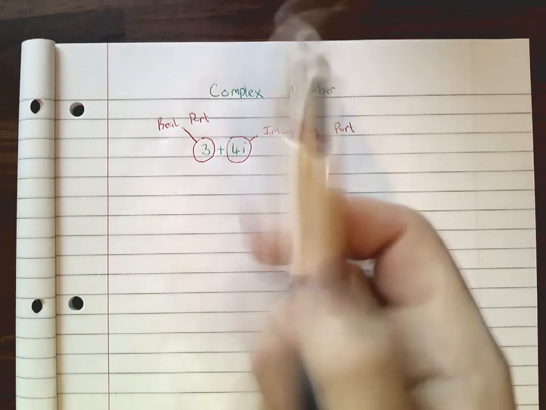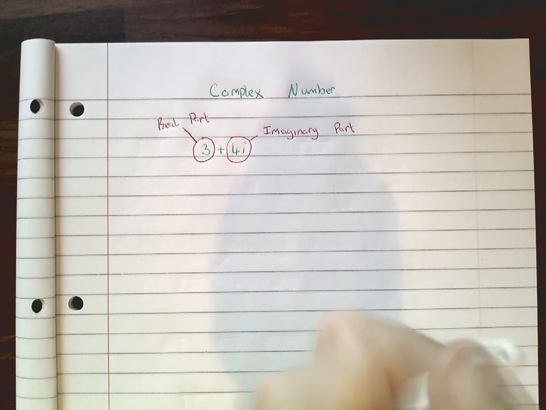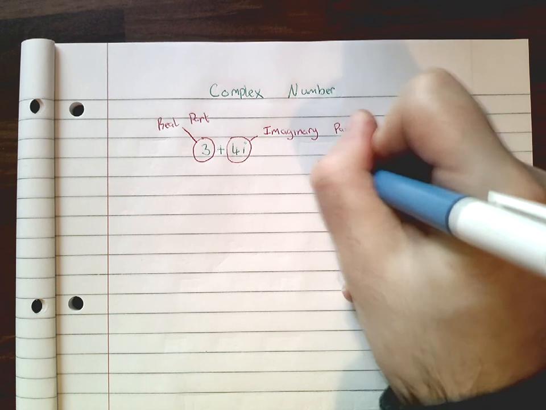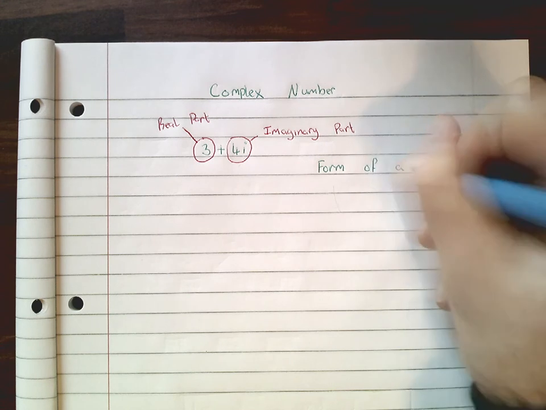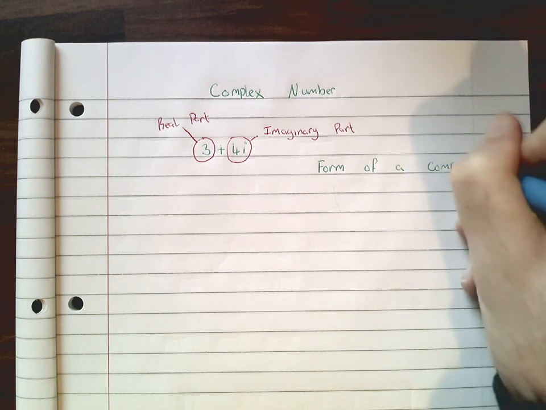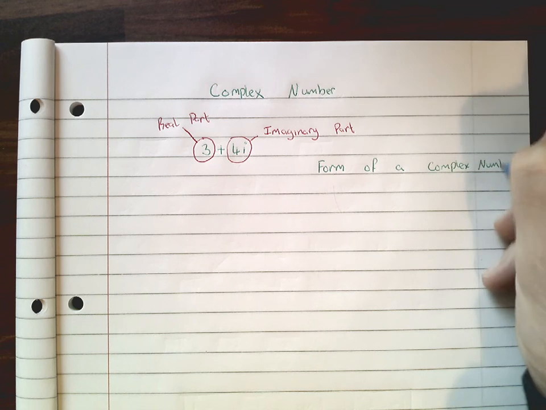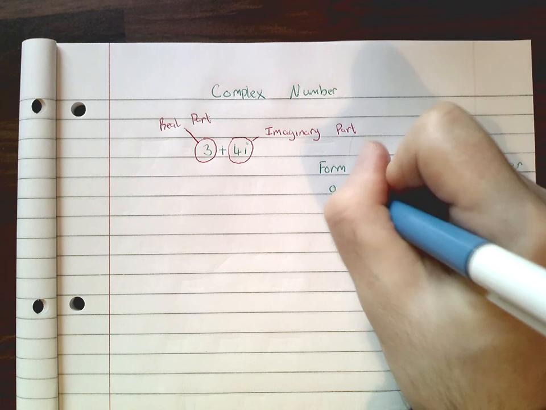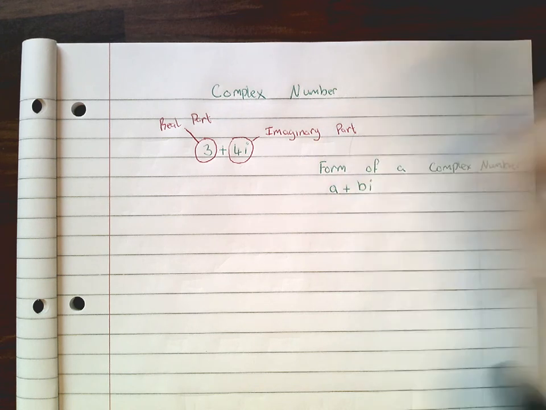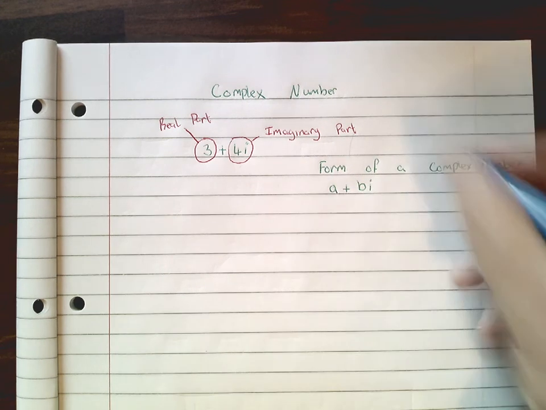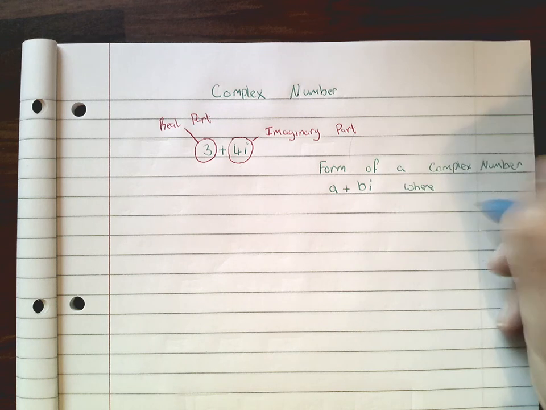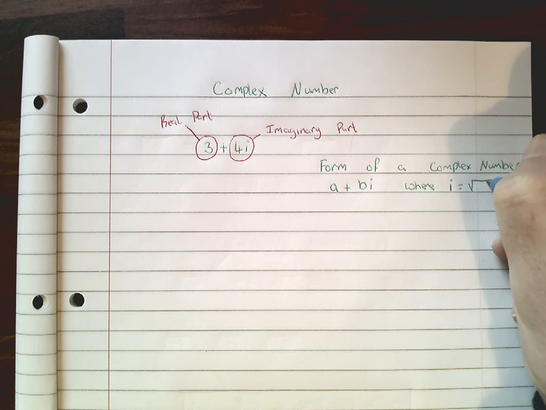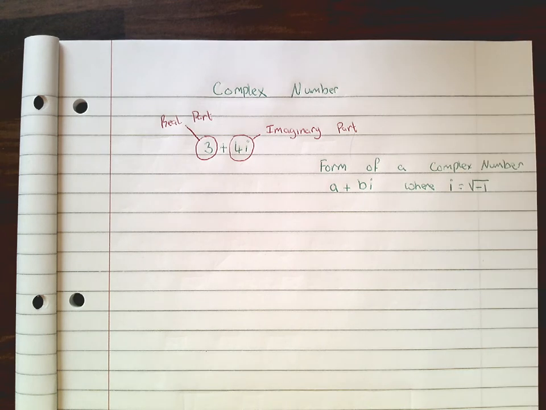So you can take a general rule for complex numbers, a general formula. The general form of a complex number is a plus bi, where, and we looked at this in the last part, i, for this imaginary part, is equal to the square root of -1. So it looks something like that.